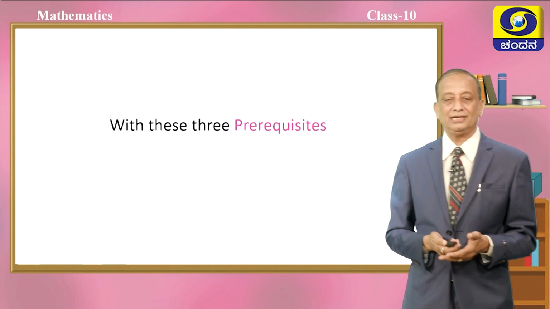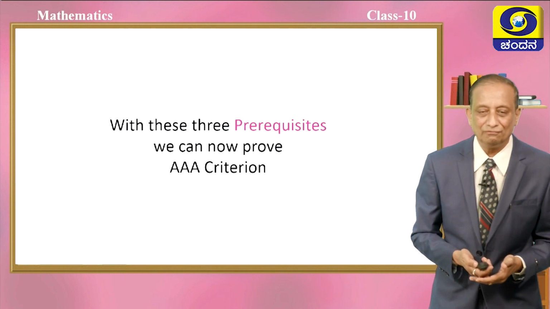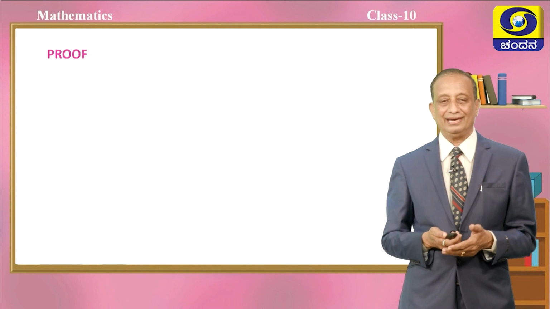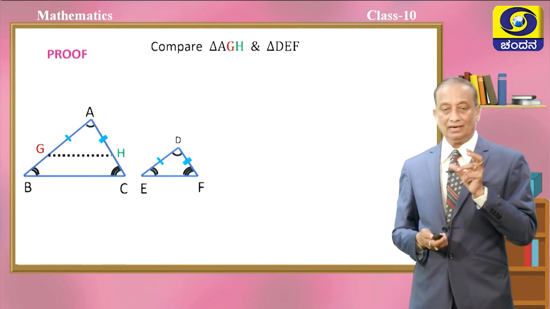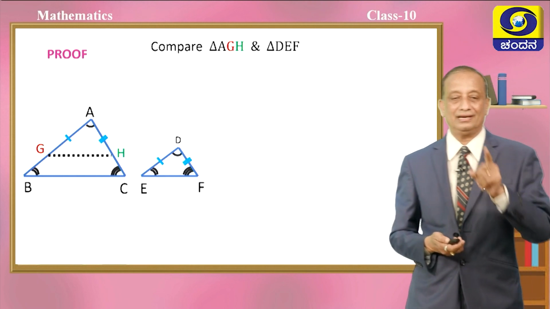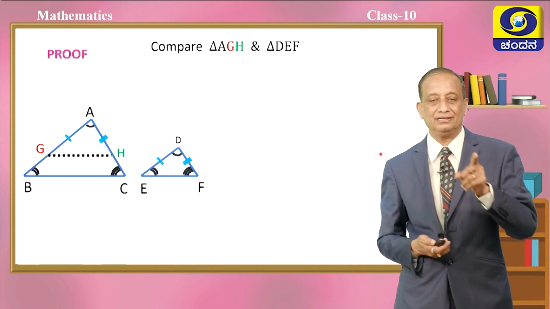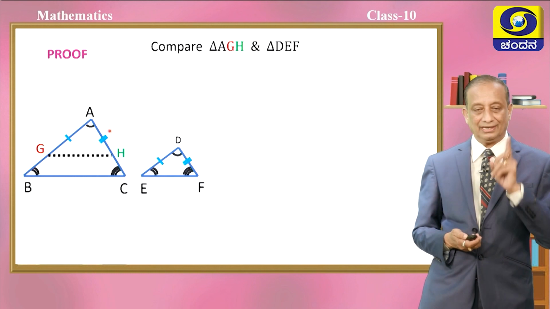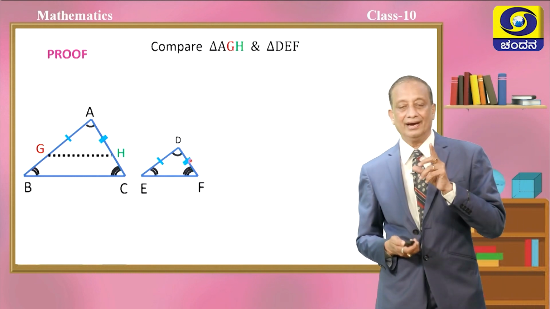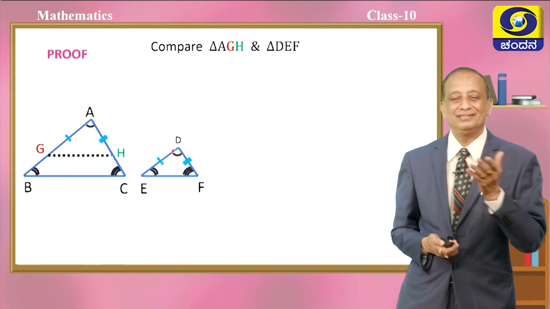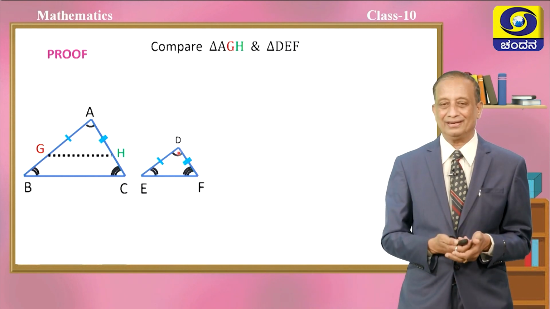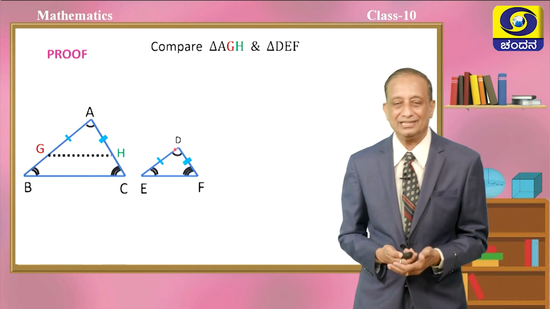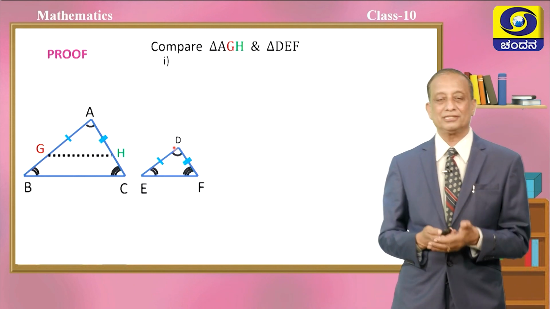So, with these 3 prerequisites, we can now comfortably prove the AA criterion. Here is the proof. You are looking at a triangle ABC, and an intercepted triangle at the top, which is called AGH. Take this triangle AGH. Is it possible to compare its sides and angles with triangle DEF, children? Which sides and angles are equal? Come on, tell me.